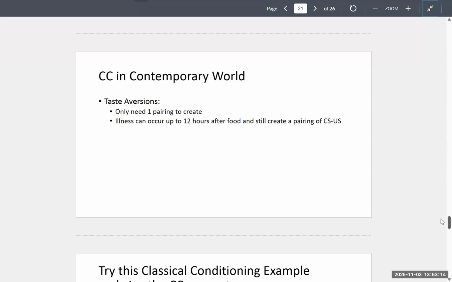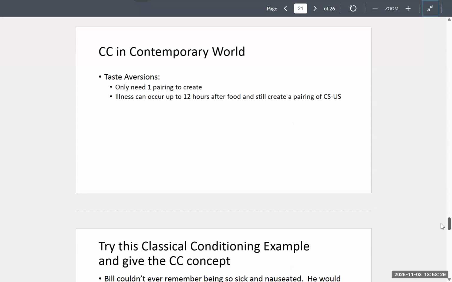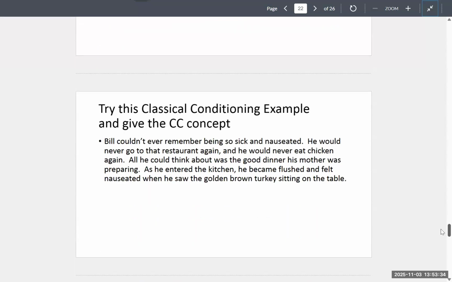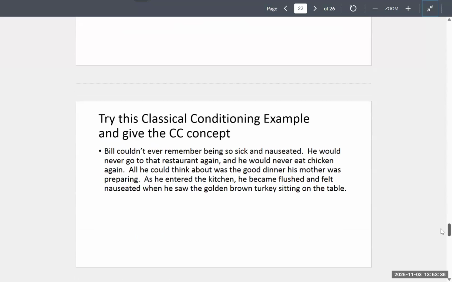Okay. So think about this. The last time that you got sick with something, like let's say you started vomiting after having food, and you may have been vomiting because you had the flu, a stomach virus, or something like that. But do you associate that food with the illness? And we're going to give that a try. We've got Bill, who couldn't ever remember being so sick and nauseated. He would never go to that restaurant again, and he would never eat chicken again. All he could think about was the good dinner his mother was preparing.